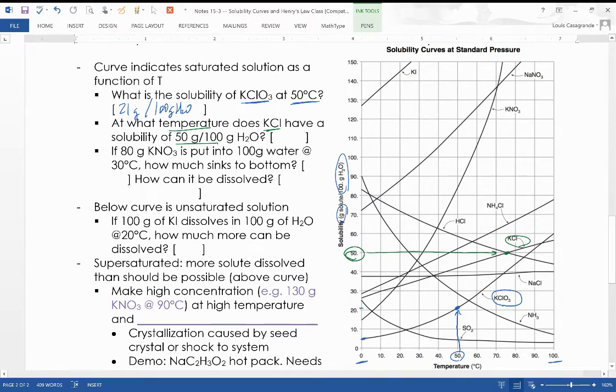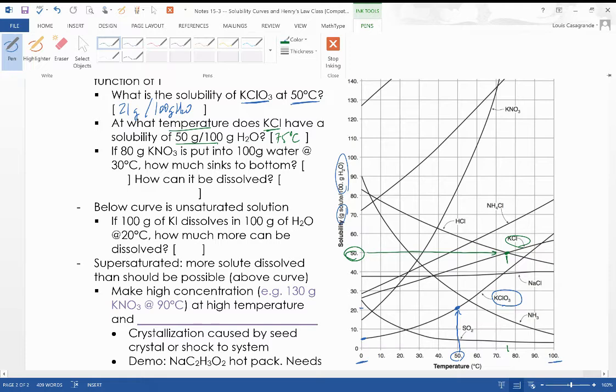So that curve intersects the 50 grams of water at, I don't know, what does it look like? About 75 degrees Celsius. Maybe you're going to say 76. By the way, reading these curves, as long as you're close, you're going to be okay, because it's very difficult to read these that precisely. So let's say 75 degrees Celsius.